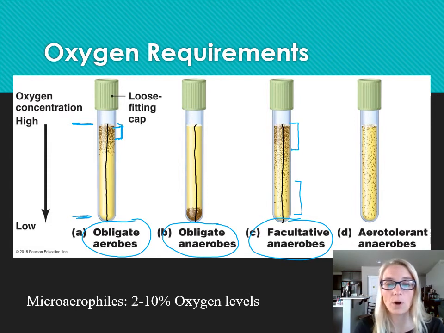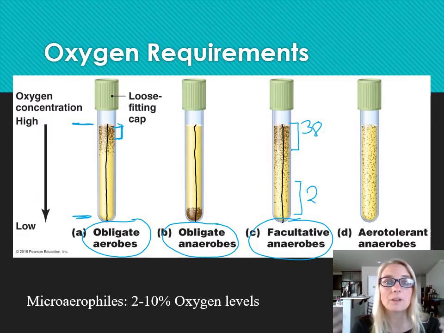Down towards the bottom, when there isn't any oxygen, they can still survive. There's no oxygen, so they can't do aerobic respiration, but maybe they can do a fermentation pathway where they get 2 ATPs per molecule of glucose. So here we get 38, and here we get 2.